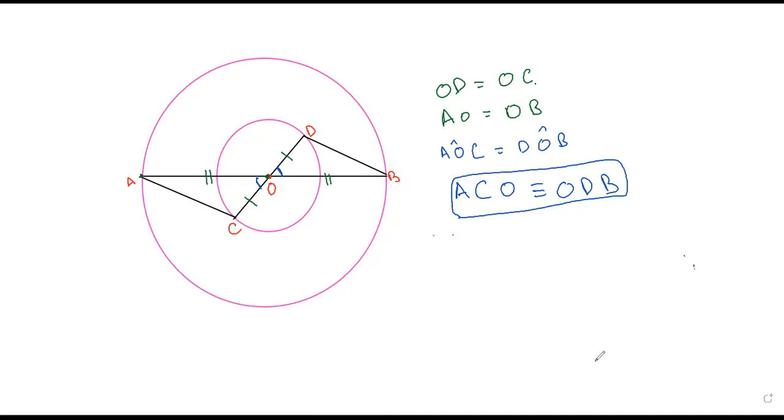Okay, then I will talk about the last question and then that's it. Okay, so I'll make 4 triangles.